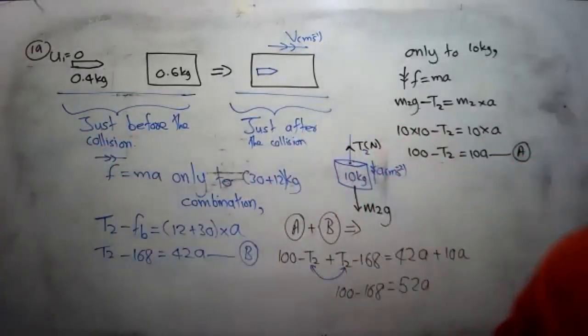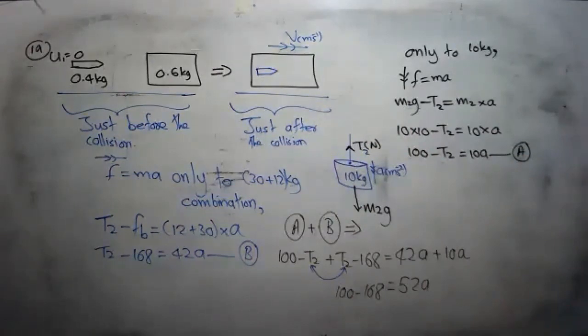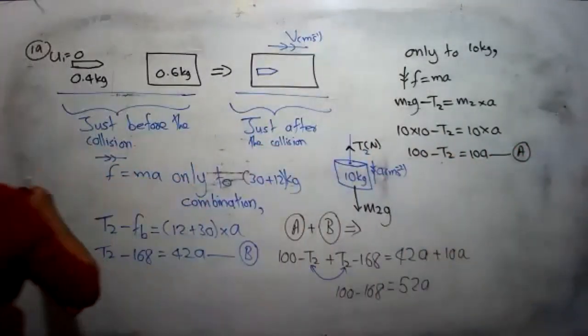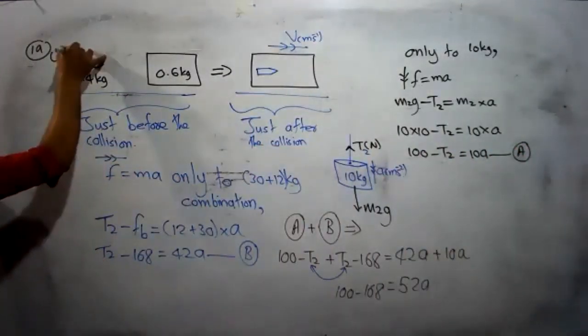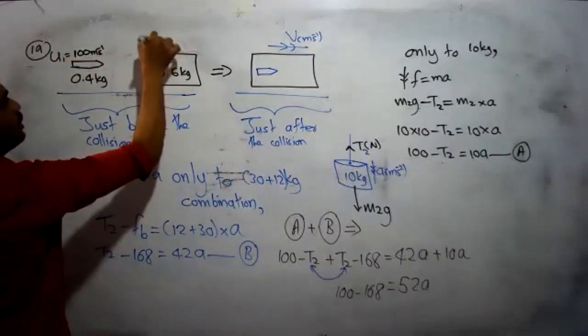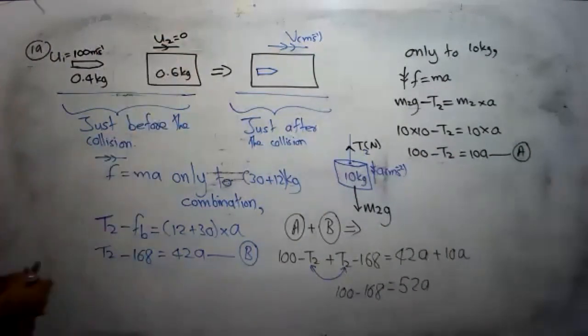Let me mark the velocities. Bullet 100 meter per second. Block is at rest. Stationary block means block is at rest. The bullet moves with the velocity of 100 meter per second. The block is at rest.